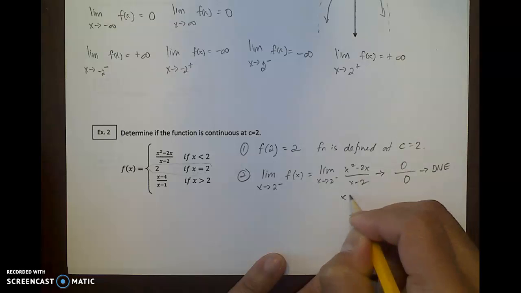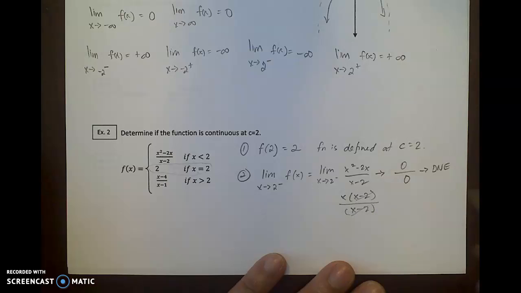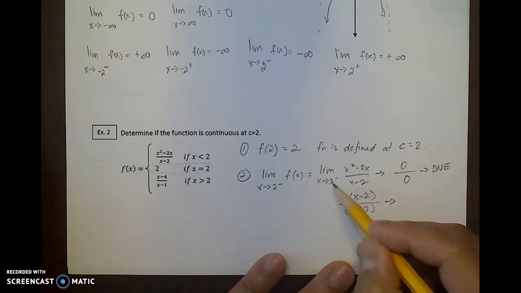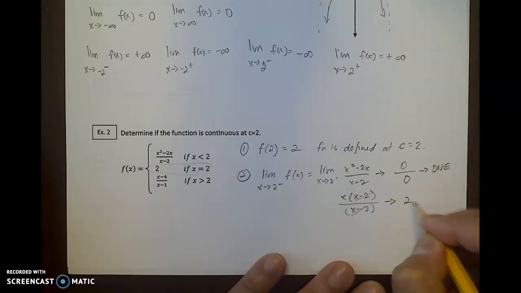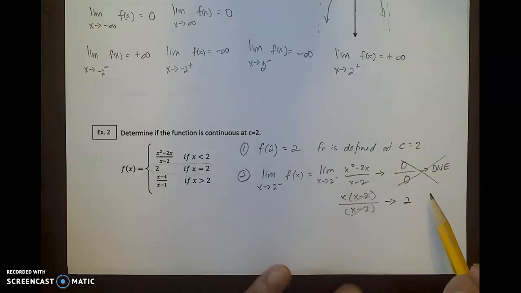However, this is factorable, so we're going to go ahead and factor this. Cancel that like factor. So now, when we plug 2 in for x, we get 2. Okay, so we'll cross that out. So the limit as x approaches 2 from the left is also 2.